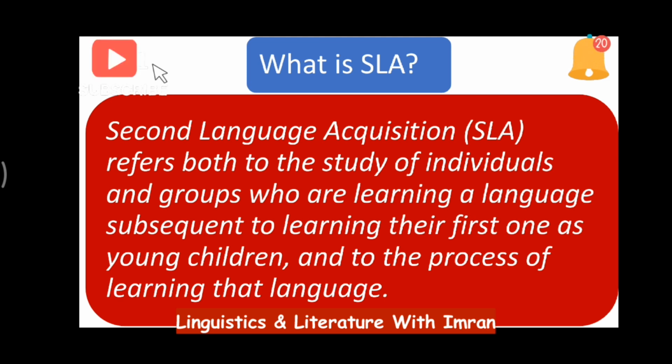So everybody has acquired their first language at a young age, when you are 3, 4, 5, 6, 7, 8, 9 years old. So you have already acquired one language, and that is your first language. Now you are learning another language, so that will be your second language. So when you are studying a group or an individual who are learning another language, which is their second language, and you are also studying the process, the procedure through which they are acquiring a second language, then you are conducting a study that refers to second language acquisition, right?